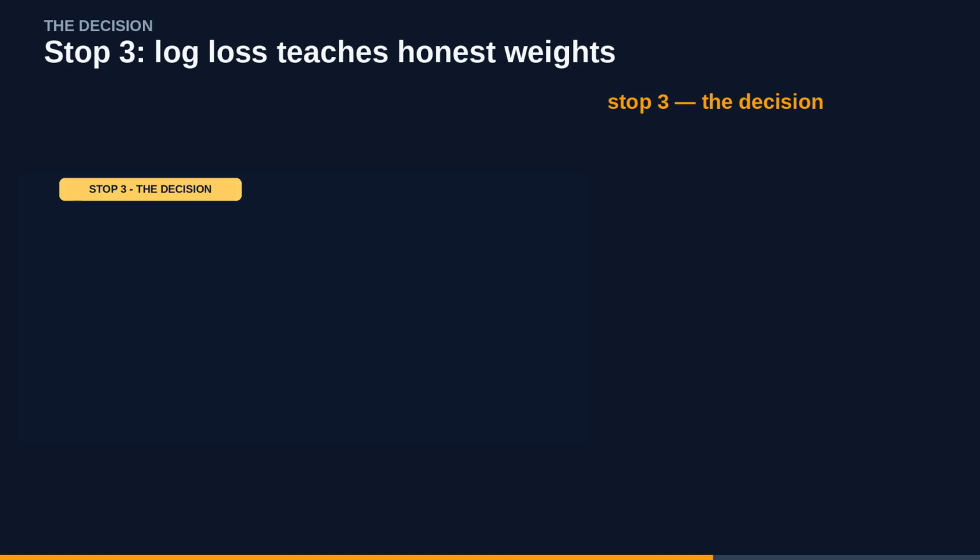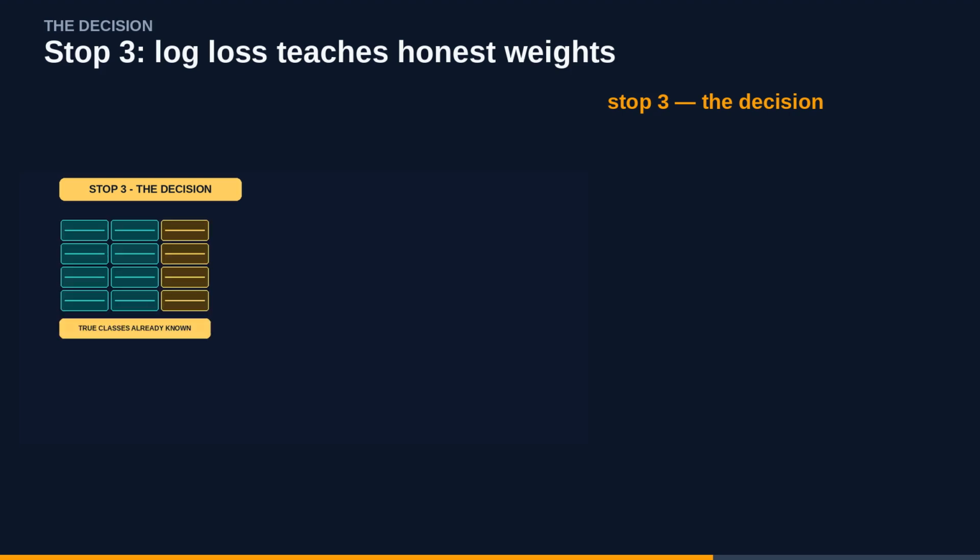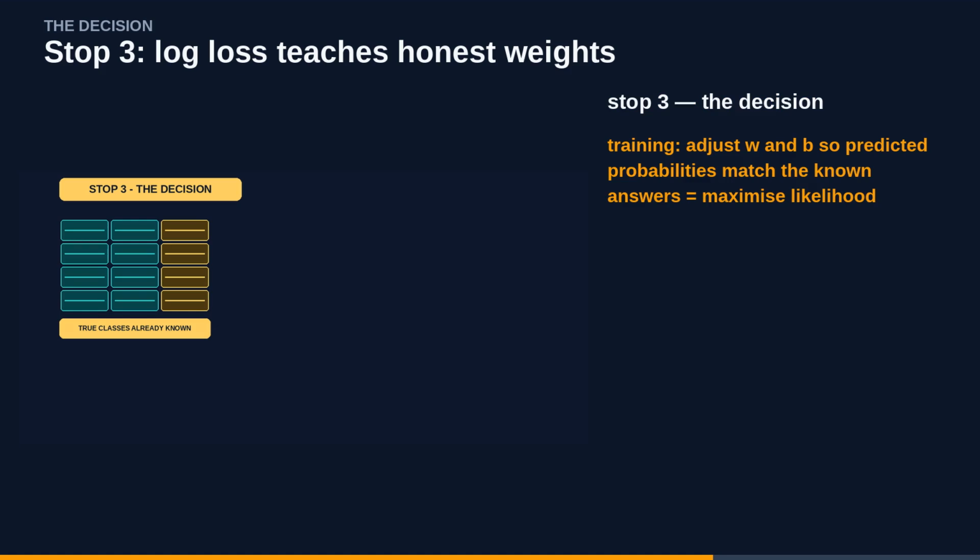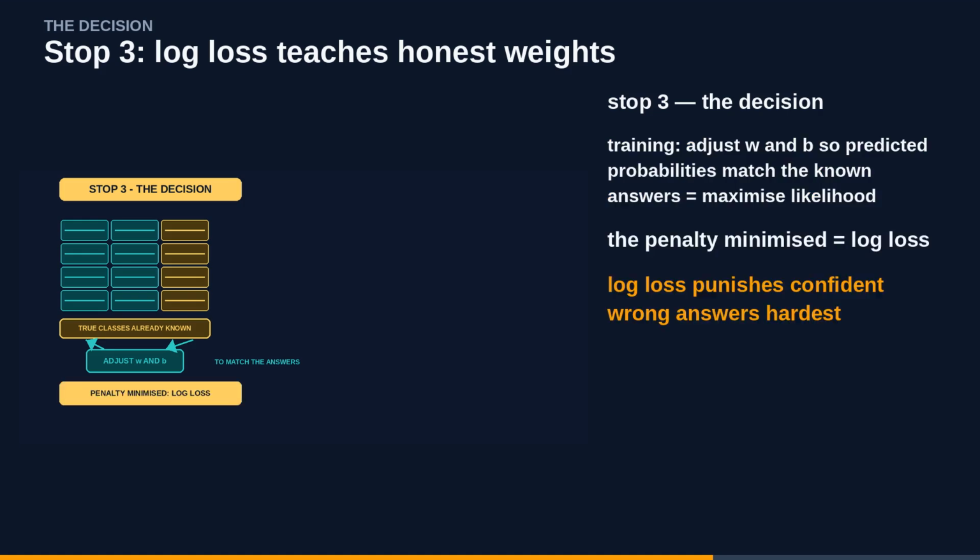Step 3, the decision in 2 halves. First, where do good weights come from? During training, the model looks at rows whose true class is already known and adjusts the weights and the bias so the predicted probabilities match those known answers as closely as possible. Statisticians call that maximizing the likelihood of the data. Equivalently, the model minimizes a penalty called log loss.